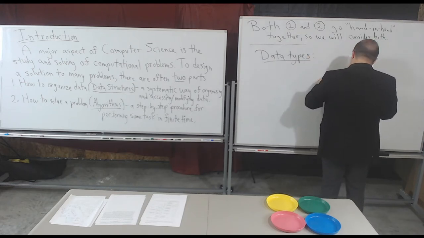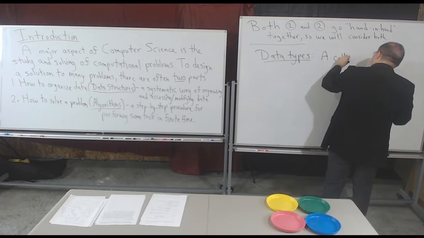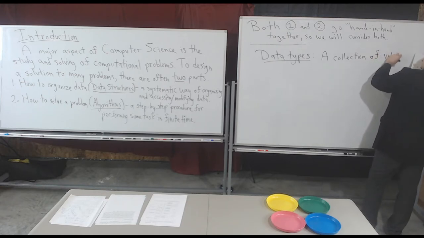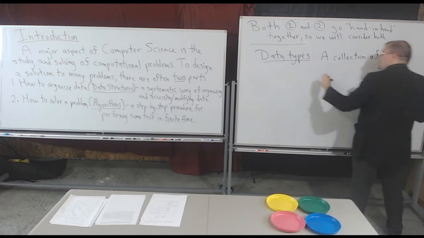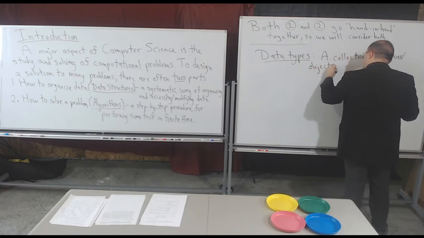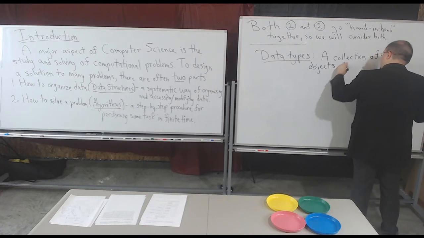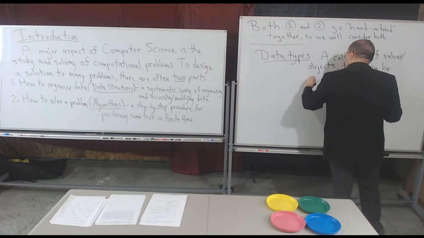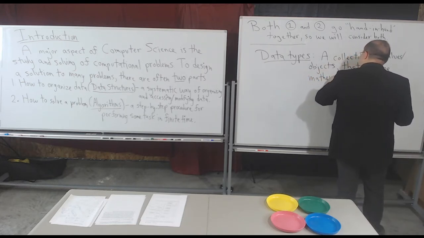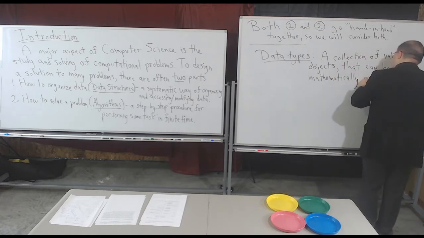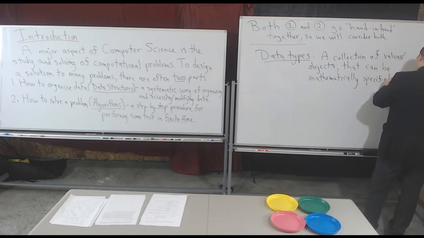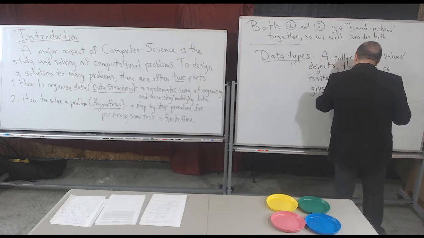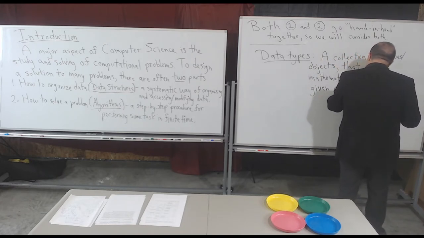So a data type is just a collection of values or objects that can be mathematically specified. Like I said, you can clearly define it in a mathematical way. Mathematically specified or given concretely, meaning that this is something that you'll eventually actually have on a computer.